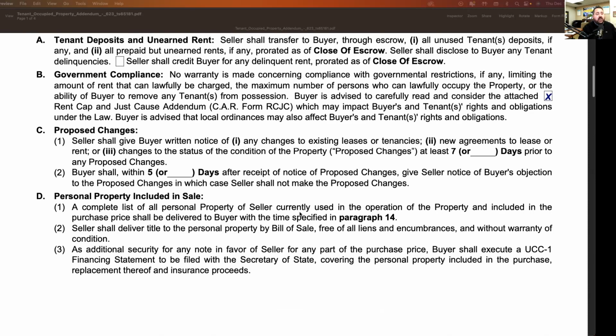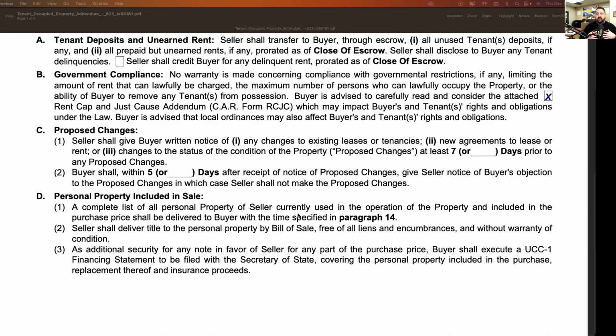Proposed changes. Seller shall give buyer written notice of any changes to existing leases or tenancies, new agreements to lease or rent, or changes to the status or condition of the property at least 7 days prior to those proposed changes. So what your seller has to understand is, once you enter into escrow, you can't change any of the rental agreements or lease agreements or do any kind of renovations to the property without first giving notice and getting approval from the buyer. Once you enter escrow, you have to run everything by the buyer.